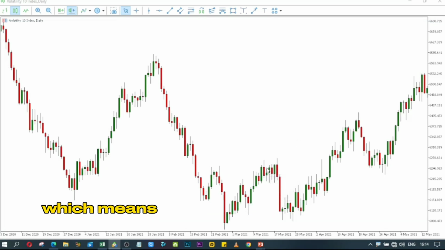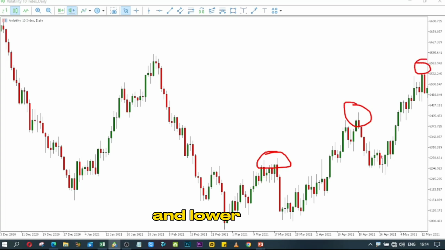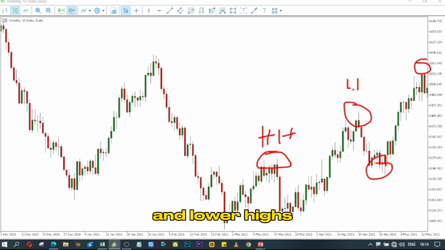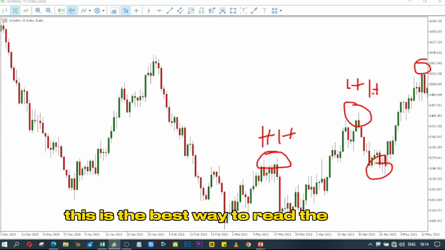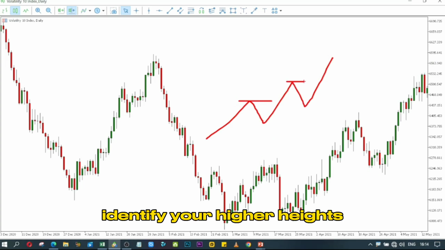But the best way to look into the market for trends is being able to read price action, which means you need to be able to read higher highs and lower highs, right? If you can read these higher highs here and lower highs, this is the best way to read the trend with price action. And it's simple to read a trend. All you need to do is identify your higher highs and lower highs.